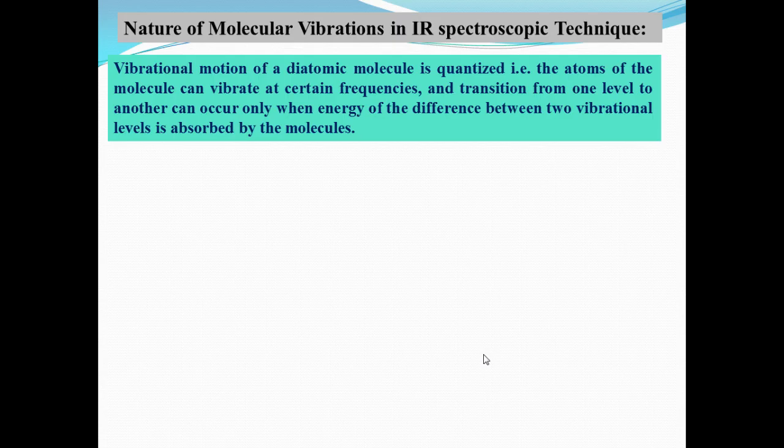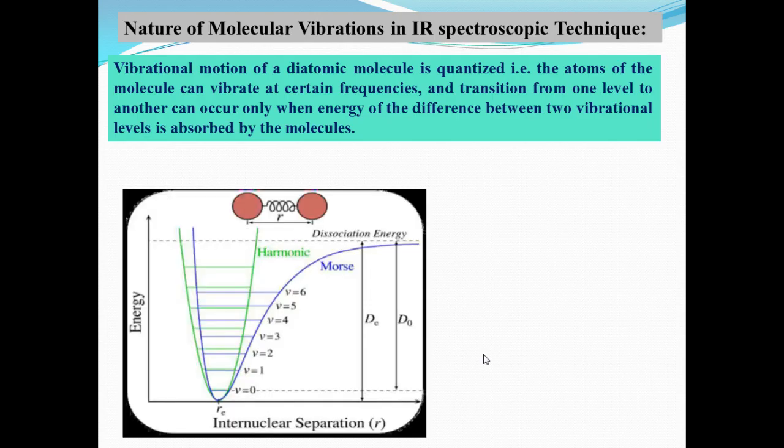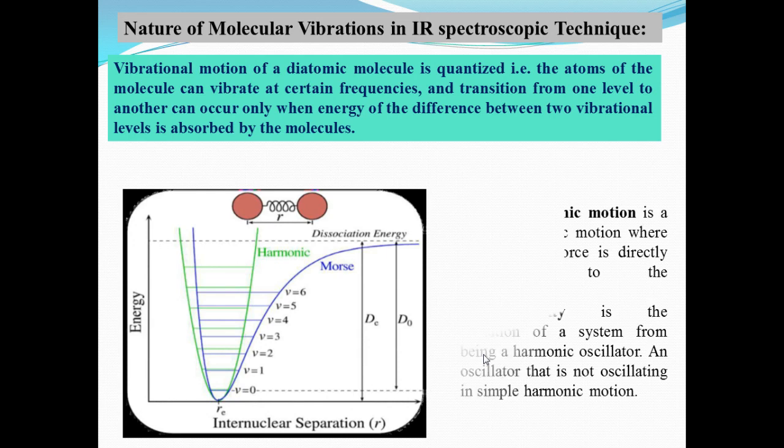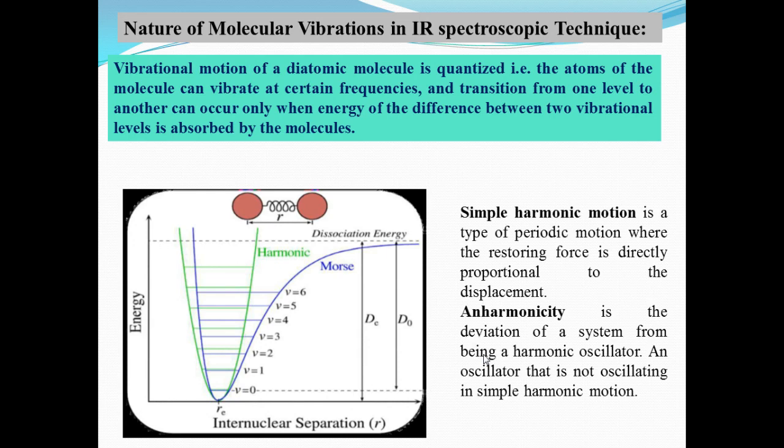Vibrational motion of a diatomic molecule is quantized. That is, the atoms of the molecule can vibrate at certain frequencies, and transition from one level to another can occur only when energy equal to the difference between two vibrational levels is absorbed by the molecule.